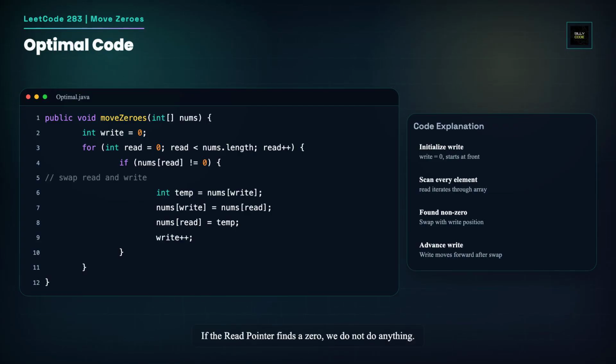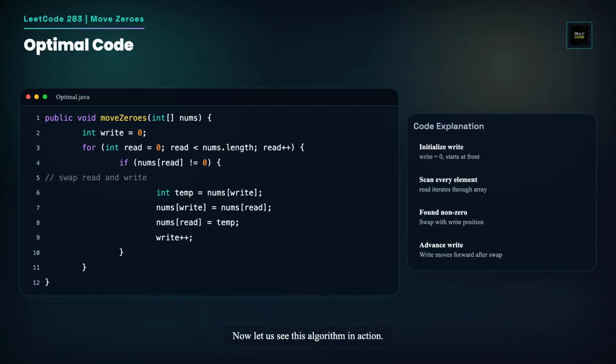If the read pointer finds a 0, we don't do anything. The read pointer simply moves to the next element. The write pointer stays exactly where it is, because we're still waiting for the next non-zero value. And that's the complete implementation. The code is actually very small. The difficult part was discovering the idea behind it.